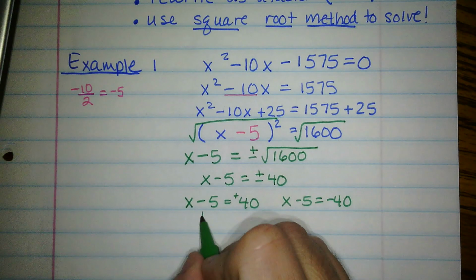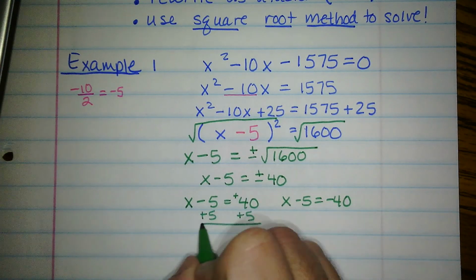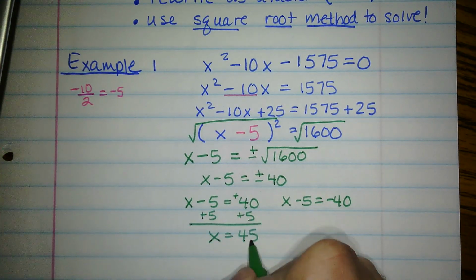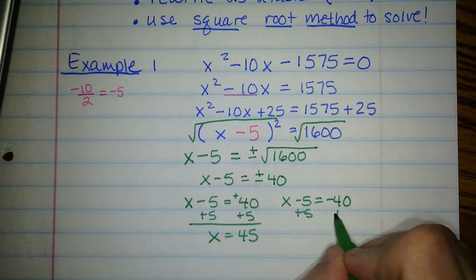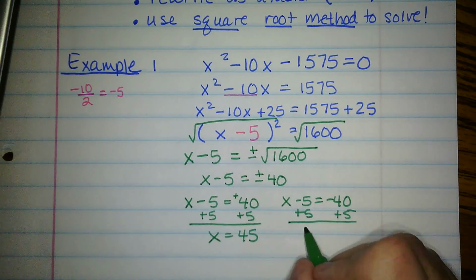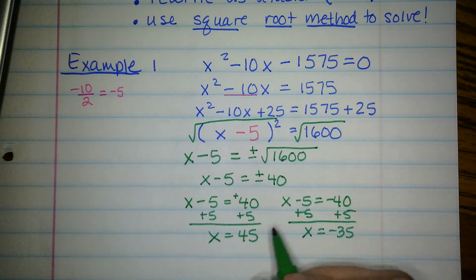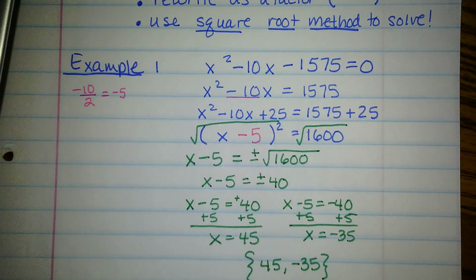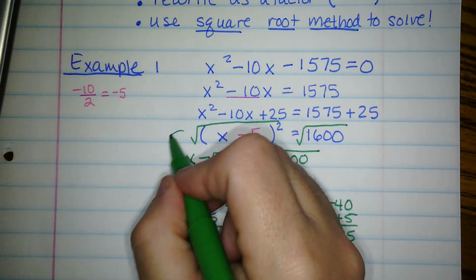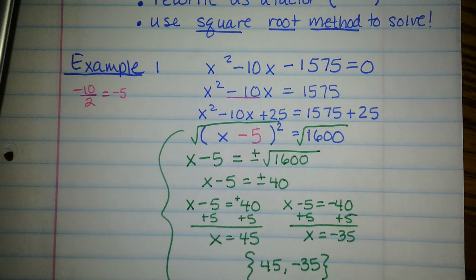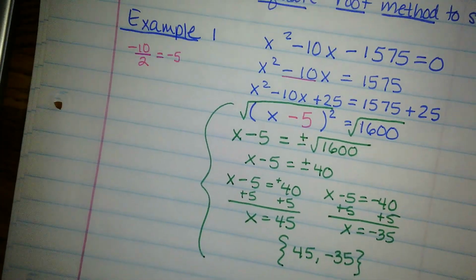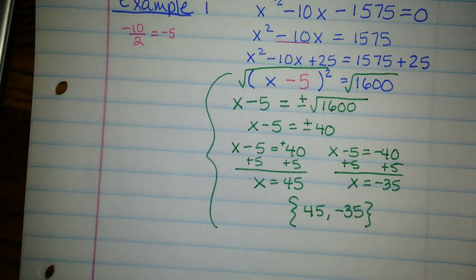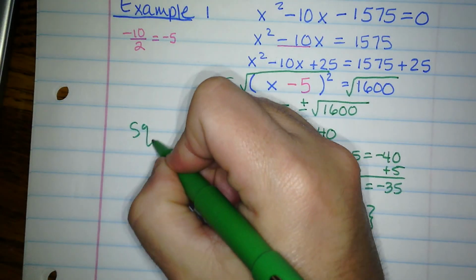So I'm going to add 5 over. And my roots, my solutions, my zeros, my answers, my x-intercepts are going to be at 45 and at negative 35. So all the stuff I did here in green is what your lesson 1.8 was, and that was your square root method.